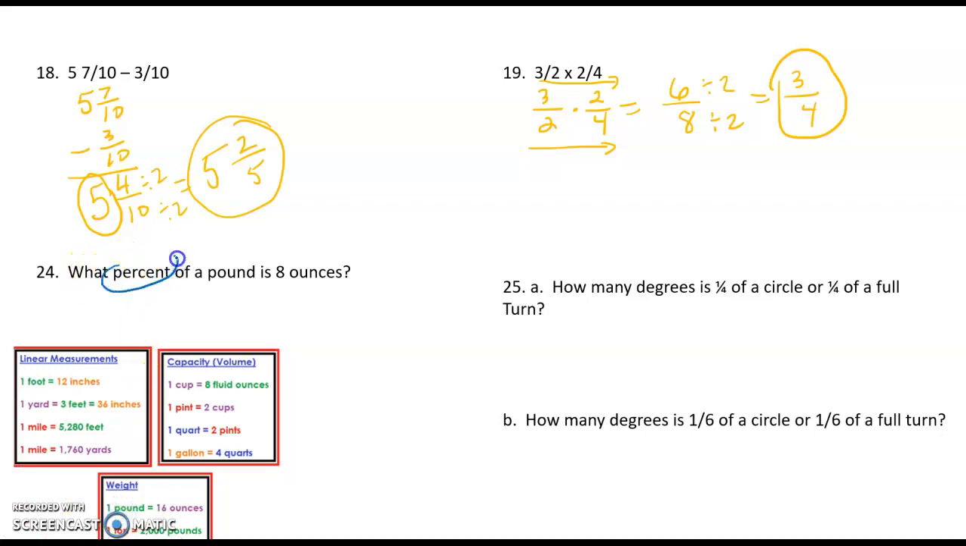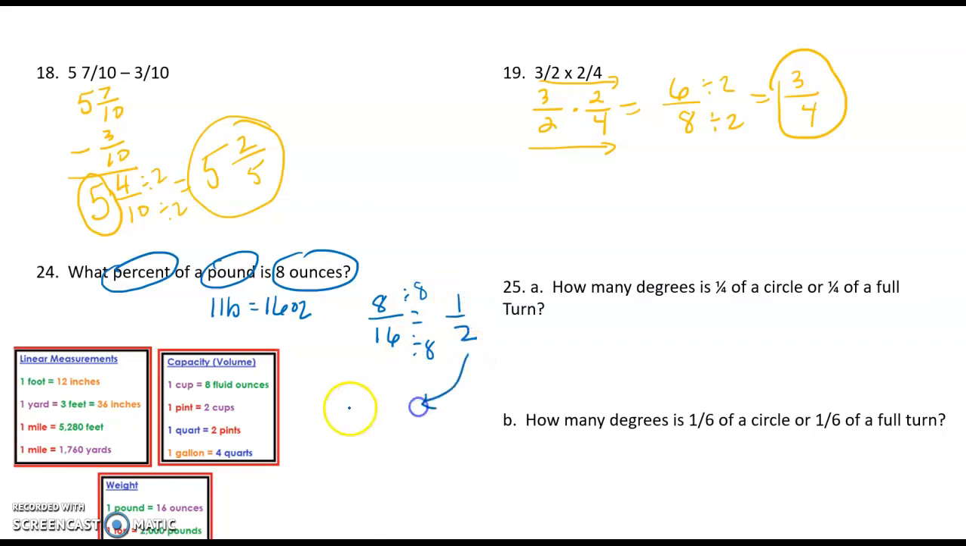What percent of a pound is 8 ounces? So I know that 1 pound is equal to 16 ounces. So I'm looking at 8 over 16, which if I divide this by 8 and divide this by 8 is 1/2. And I know that 1/2 is 50%, right?